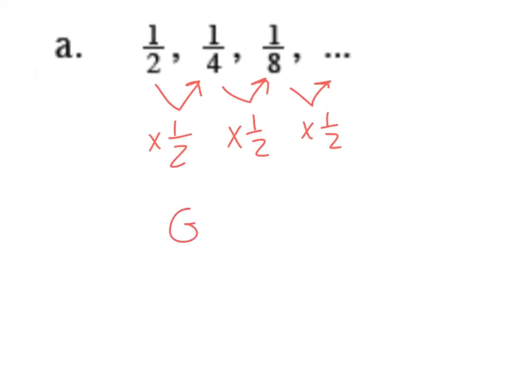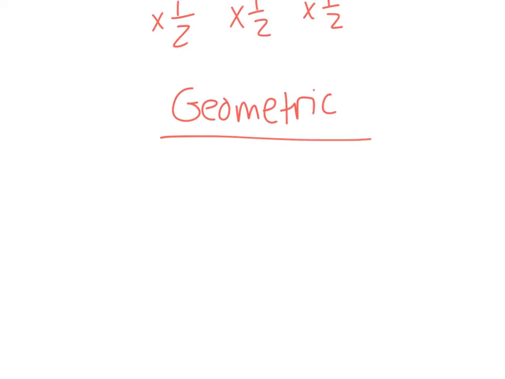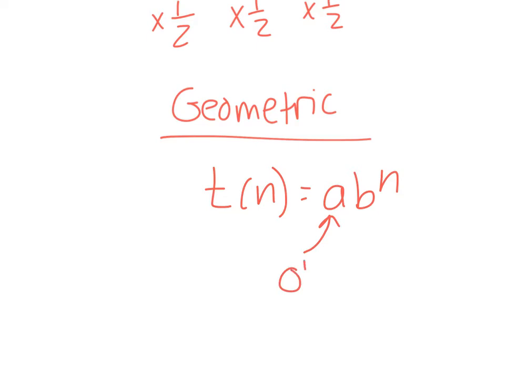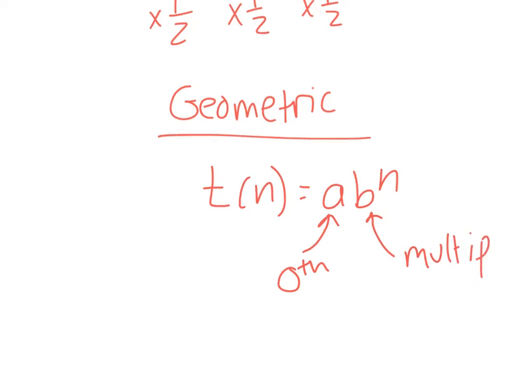And so when we had repeated multiplication, we called that type of sequence geometric. So a geometric sequence is a list of numbers in which they repeatedly multiply over and over again. And as such, a geometric sequence is modeled by this general equation. T of n equals a times b to the n, where a is what we refer to as kind of the 0th term, if you will, and b is our multiplier.